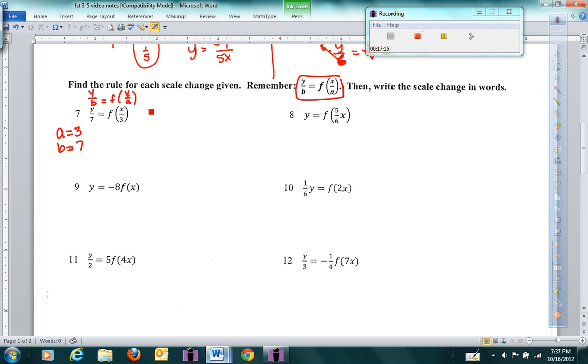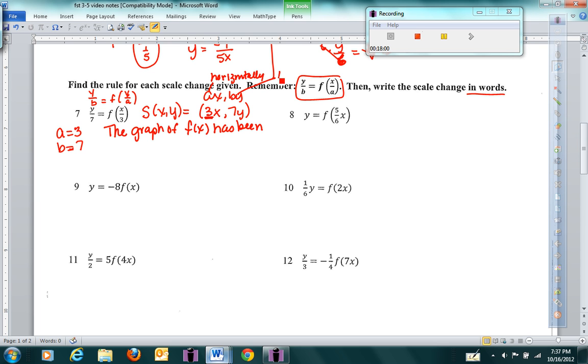So we want to write this rule, the scale change rule. And the rule is just (ax, by). So we would say (3x, 7y). Now the next thing we're going to do is tell in words what the scale change is telling us. So we're going to say the graph of, and I really don't know what it is, I'm just going to say f of x, has been... This a amount is what's happening horizontally. The b amount is what's happening vertically.